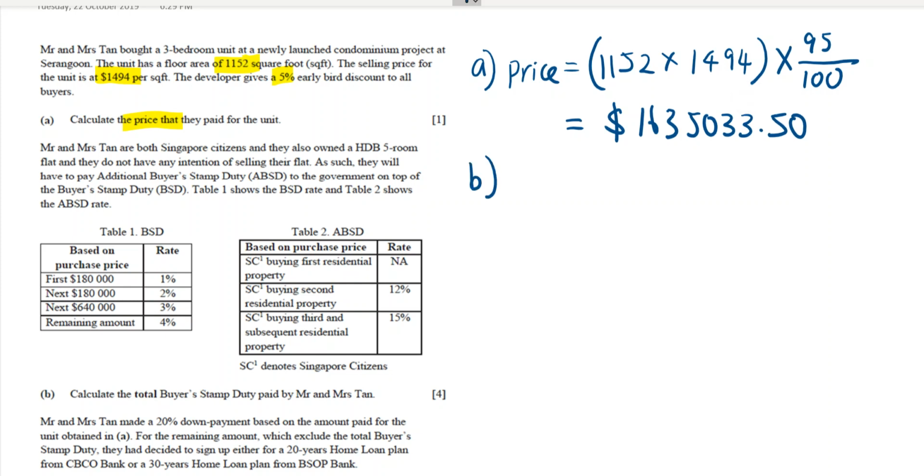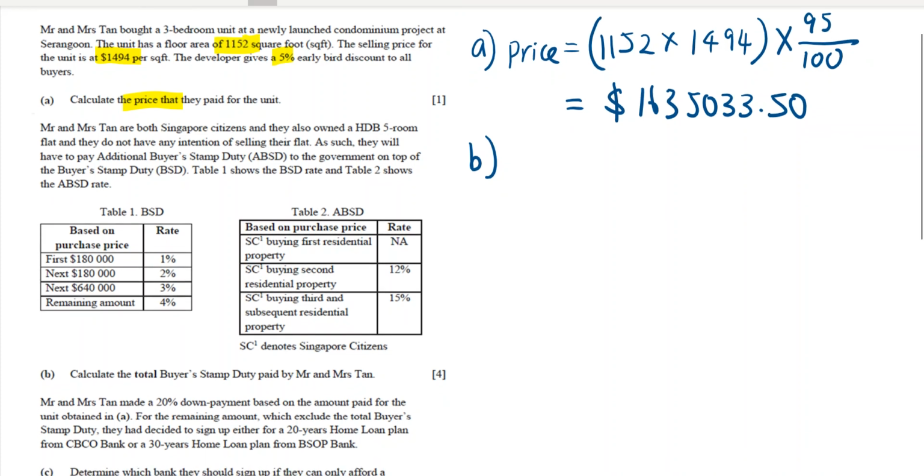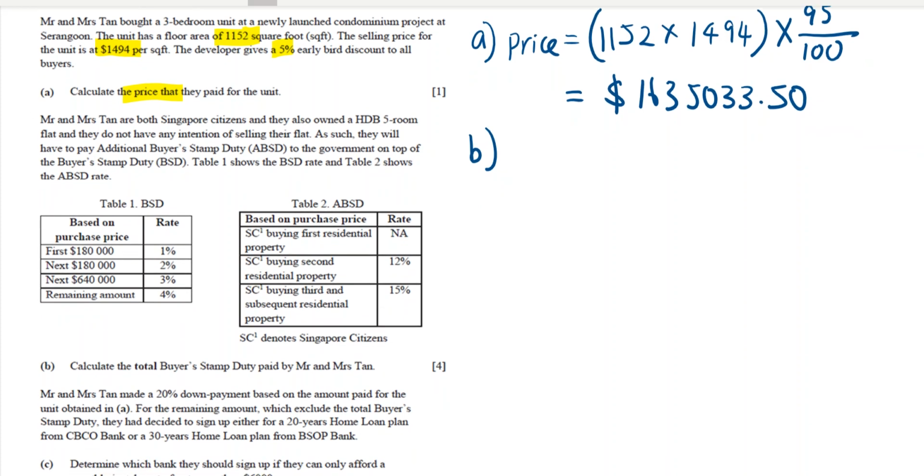So for B, they are Singaporean citizens and they own an HDB flat. They do not have any intention as such. So this kind of real world application question, they will tell you a story, and more often than not, this is what is actually happening around the world, be it in Singapore or anywhere else. So you have to pay two kinds of stamp duty, which means additional money because you are buying more than one house.